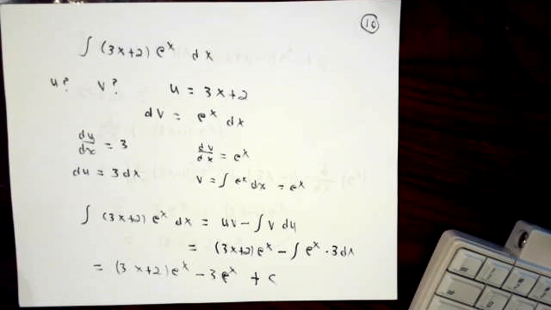The derivative of u with respect to x is 3, which is a constant. du is 3 times dx. In this example, du and dx are not the same thing. They are constant multiples of each other, but they're not the same. When I write out the integration by parts formula, when it comes time to write down du, I'm going to write down a factor of 3 and a factor of dx.